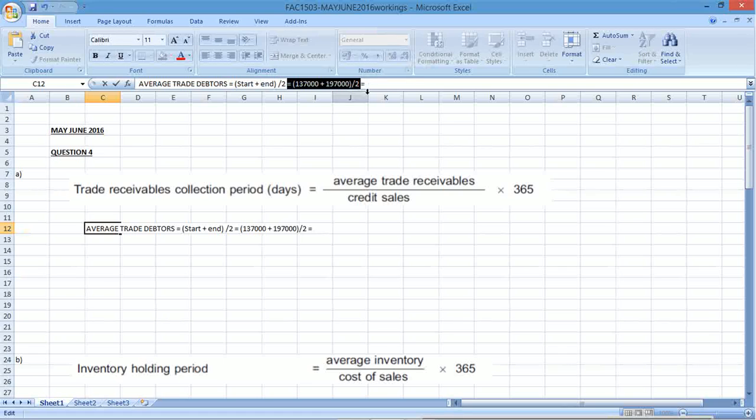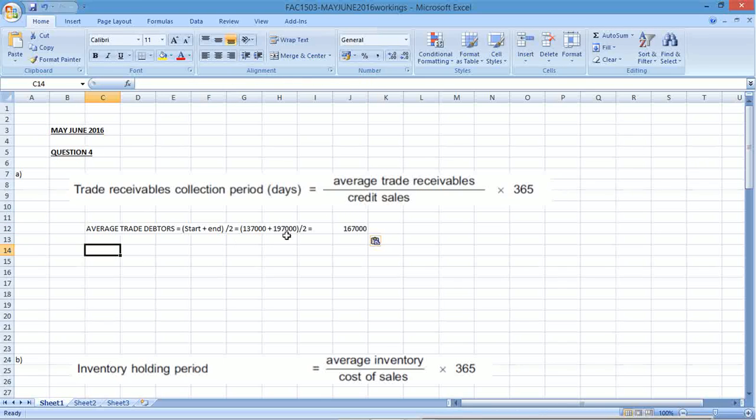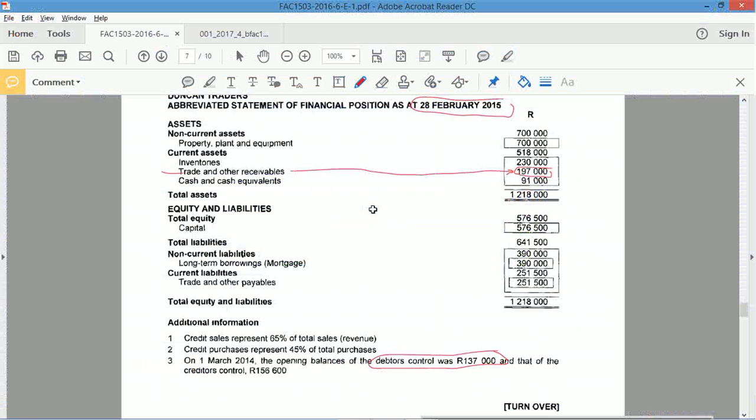We don't have their memo, so we don't know where they actually allocate marks. So put everything. Okay, I've put everything. There's my average, so now I know what the numerator is. I just need the denominator. So credit sales. I need the question to tell me about the credit sales. There's the point. Point number 1 says credit sales represent 65% of total sales.